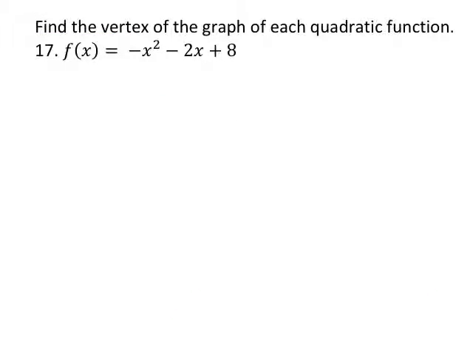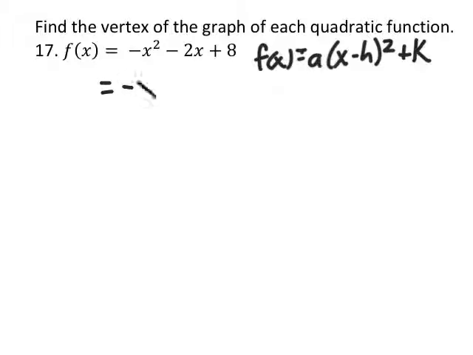17 and 18 are very nice because all we have to do on this is find the vertex. So once again, we're going to refer back to that formula: f of x equals a times x minus h squared plus k. This is going to require some completing the square, which you'll see here in a second, but it means we're going to have to separate that plus 8 from the rest of this equation. So we've got negative x squared minus 2x, and then I'm going to give myself some room to add that 8 there.